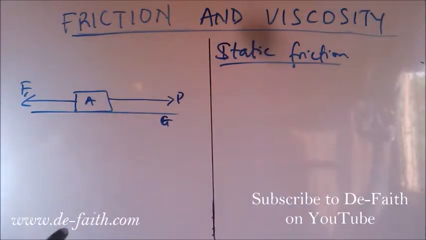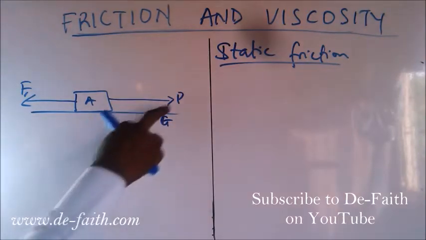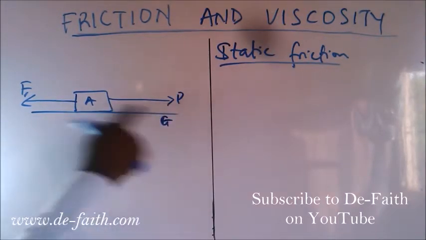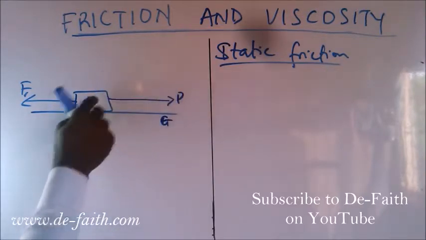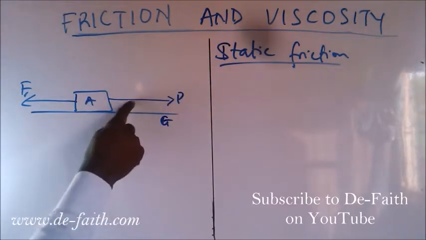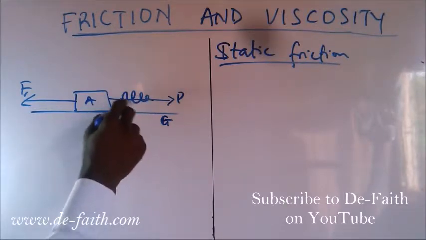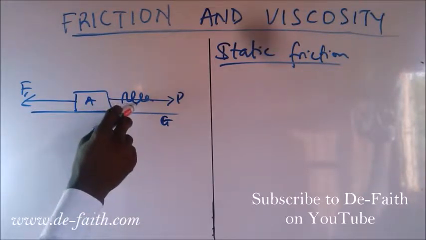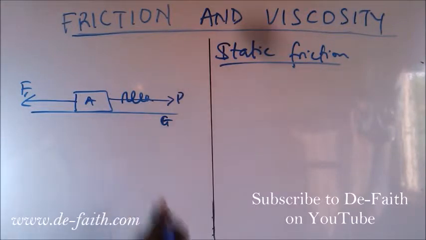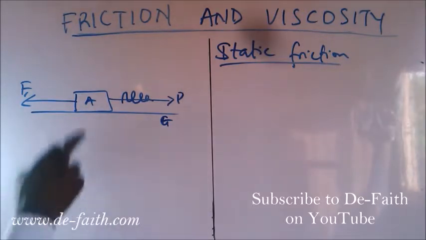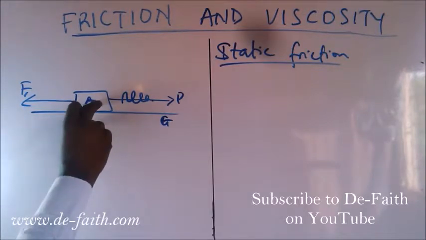You have a body A on a surface G, and a force P which is gradually pulling the body. To know the intensity of the pull, a spring balance may be attached here. When a spring balance is attached, you'll be able to detect the quantity of force applied to pull this body. You apply the force slowly, and you find out that the body may still remain at its position. It will not move immediately.